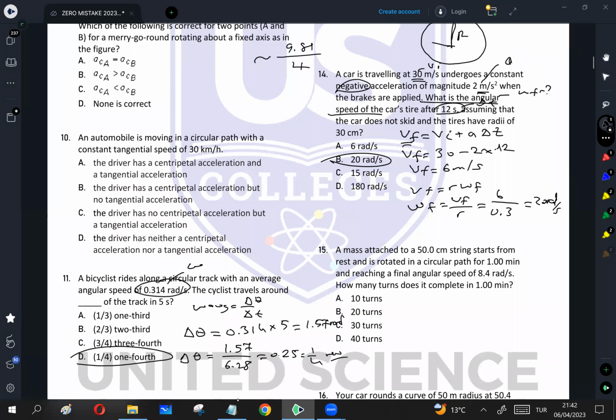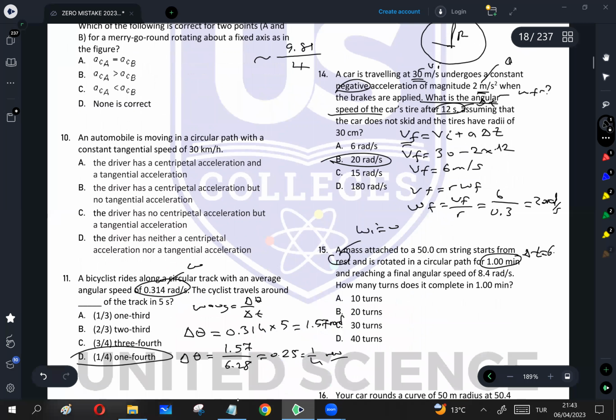A mass attached to a 50 centimeter string starts from rest, so the initial angular speed is 0. It is rotated in a circular path for 1 minute. Delta t is 60 seconds, reaching a final angular speed, omega final, of 8.4 radian per second. How many turns does it complete in 1 minute? How many turns, that is angular displacement. Initial and final values and delta t are given.